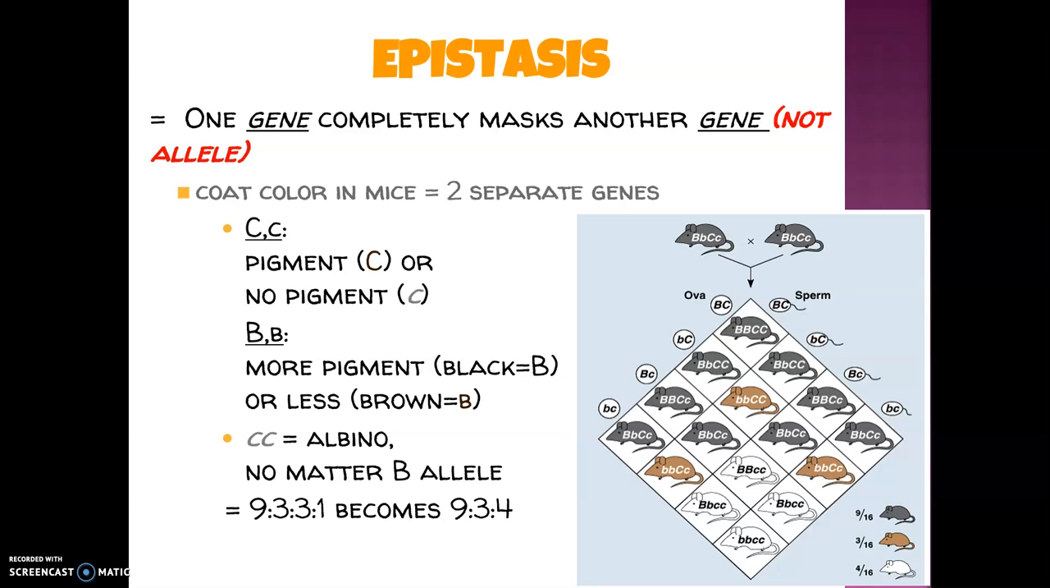But then if you have lowercase c's for both of them, it's going to end up being homozygous recessive. That's where you become albino. It doesn't matter whether your B allele is dominant or recessive. You're going to be albino if you have homozygous recessive for pigment.